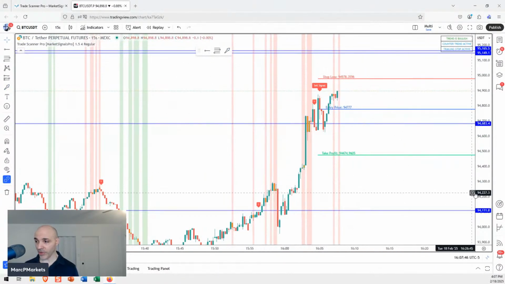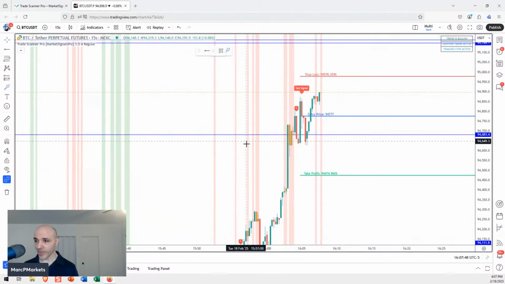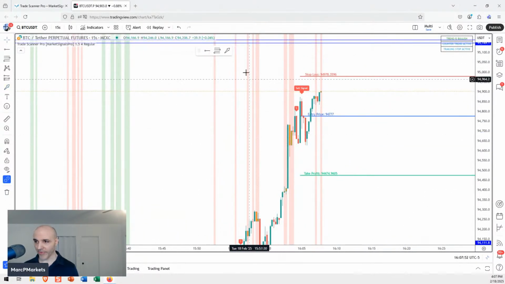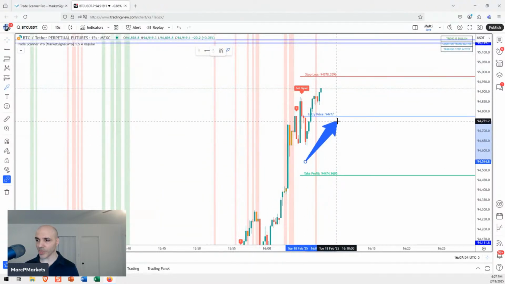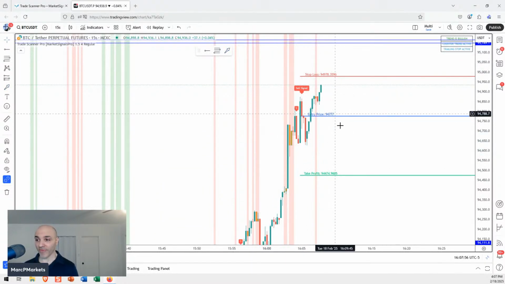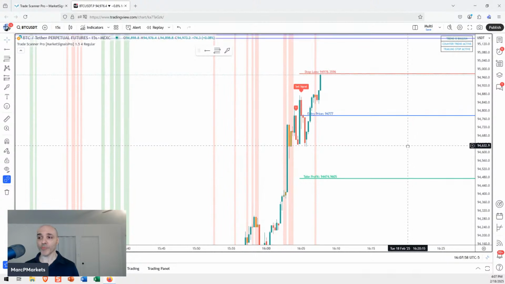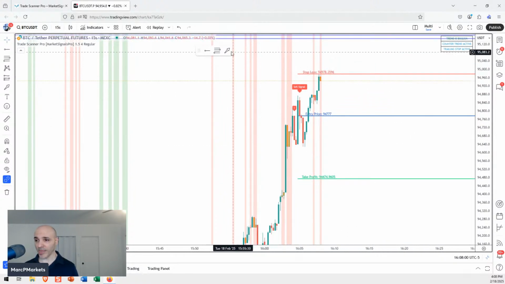If you notice here too, this blue line, I'm going to erase the resistance line that we drew because that's going to be confusing with this blue line here. This is the entry price. We're way above that. I'm not touching this thing. So just because a trade signal shows up, look, this is getting stopped out.